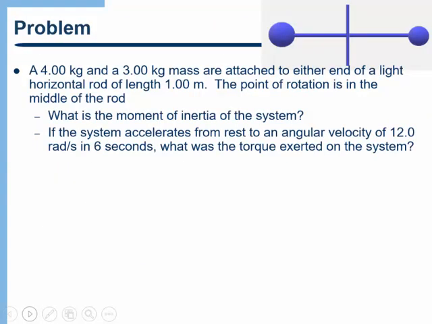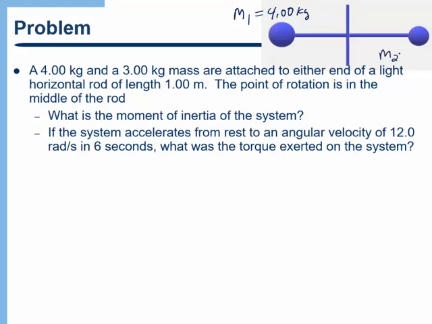Before we do that, though, let's do a problem involving individual objects. A 4 kilogram and a 3 kilogram mass are attached to either end of a light horizontal rod of length 1 meter. The point of rotation is in the middle of the rod. I'm going to label this mass as M1, so that's 4 kilograms.